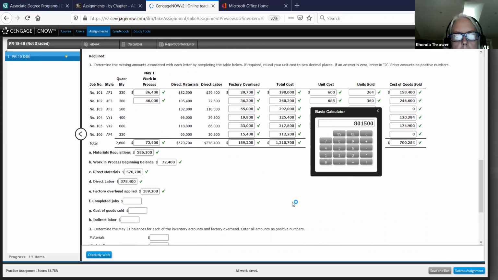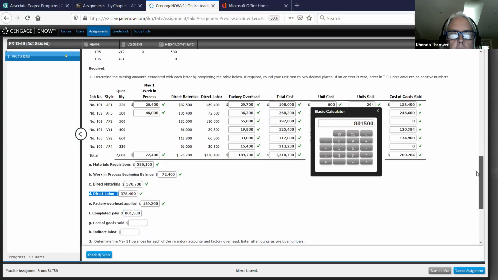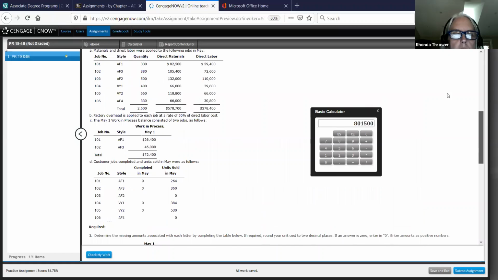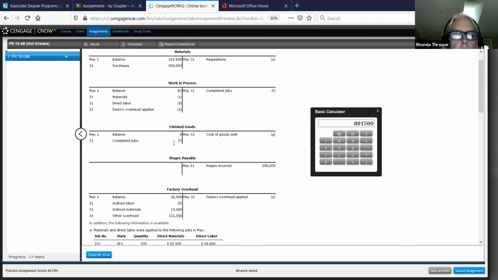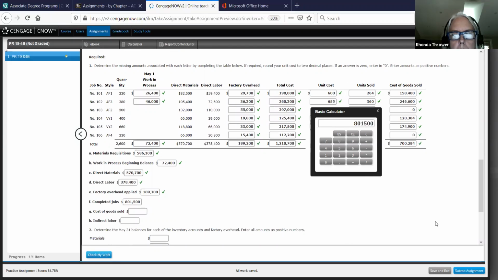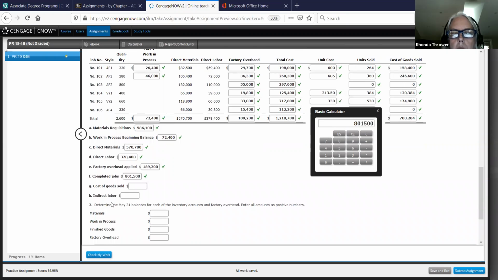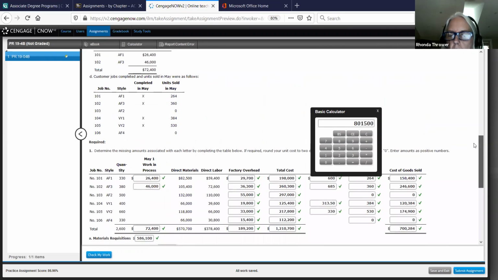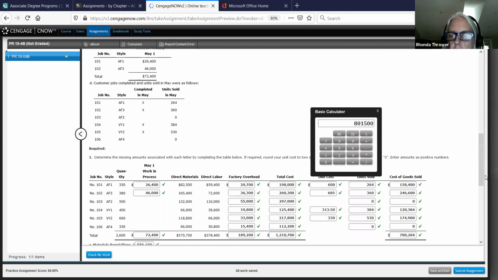The total jobs completed are $801,500. These total jobs completed would be added to your finished goods inventory account. So that part F is eventually going to go up here in your finished goods inventory as a debit. The cost of goods sold, we've already calculated right here, $700,284.